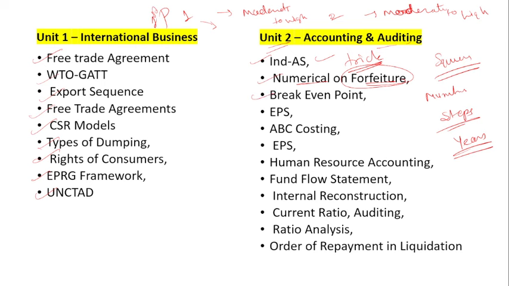Break even point, earning per share, these are numericals. Then ABC accounting, then human resource accounting, they asked questions from human resource accounting. Fund flow statement: they gave items and asked which items in the fund flow statement are for the current and the non-current items. So the fund flow statement reflects current and non-current items, and this question was asked.